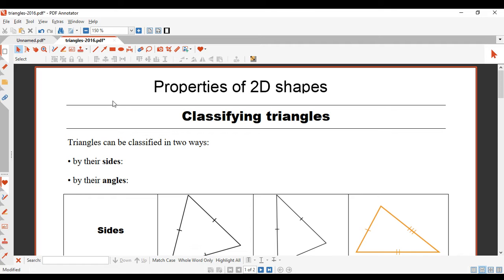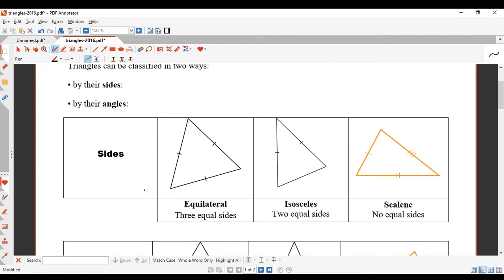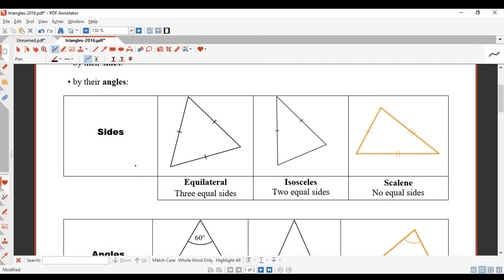Now, with triangles, we're going to classify them according to the length of their sides and also the size of their angles. All right? So let's have a look. First of all, we can classify triangles according to their sides. Here we go. And there's three types of names we can use if we're going to classify the triangles according to the lengths of their sides. So an equilateral triangle has three equal sides, all right?